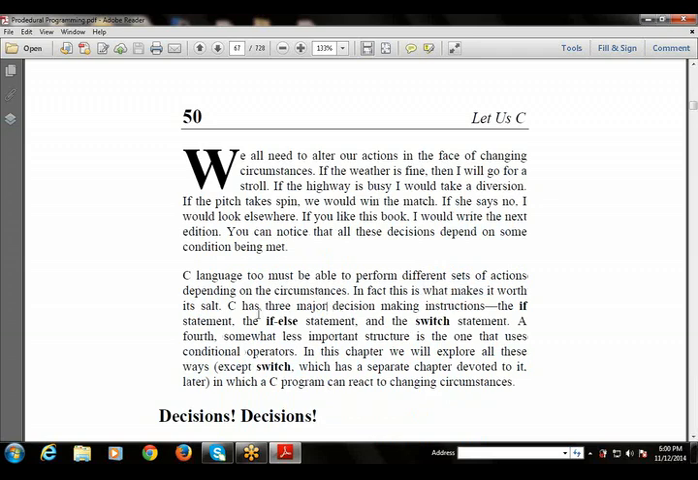In fact, this is what makes it a sort. There are three decisions that are used: one is only the if statement, one is the if else statement, and one is the switch statement. A fourth, less important structure is the one that uses the conditional operator. So three are the basic ones: if, if else, and the switch statement, and the next, less important one, uses the conditional operator.